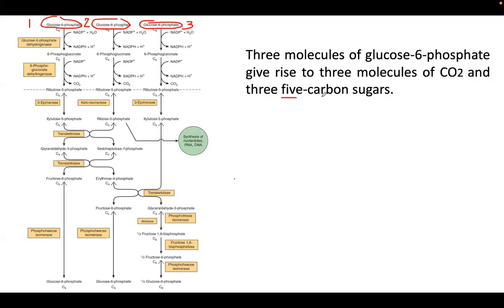So what do we call 5-carbon sugars? We generally call 5-carbon sugars pentoses. Now, do you remember the first reaction that occurs in the pentose phosphate pathway? Is it dehydrogenation or is it decarboxylation? It is dehydrogenation. This is the dehydrogenation that occurs. And here is the enzyme glucose-6-phosphate dehydrogenase.